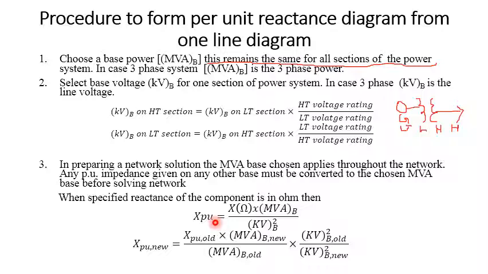In terms of per unit reactance, we have the formula X in ohm into MVA base divided by kV base square. If there is a change in the values, then we have the formula: XPU new is equal to XPU old, which they have mentioned in the numerical, into MVA base new value divided by old value, into kV base square old value divided by kV base square new value.